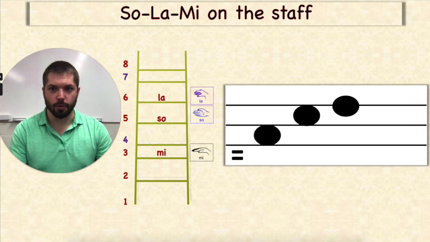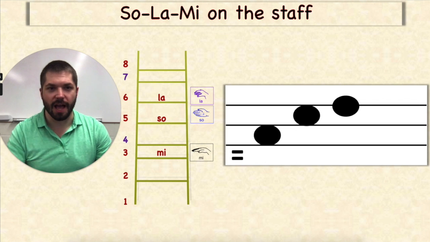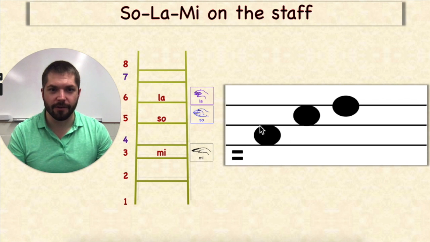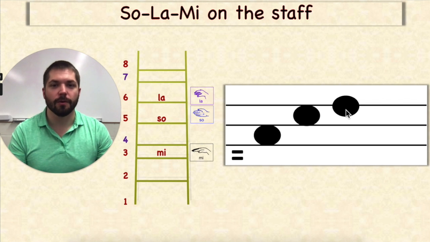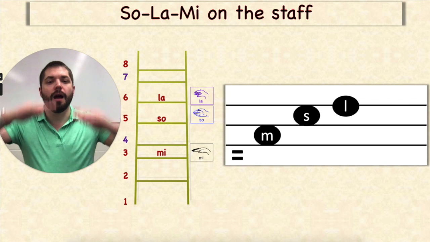Okay. Ooh, tricky one. This is using three completely different notes. Looks like it's going from lowest to highest. So what's the pattern have to be? You sing it. Tell me what it is. We've got mi, so, la. Nice job. Let's sing it. My turn. Mi, so, la.